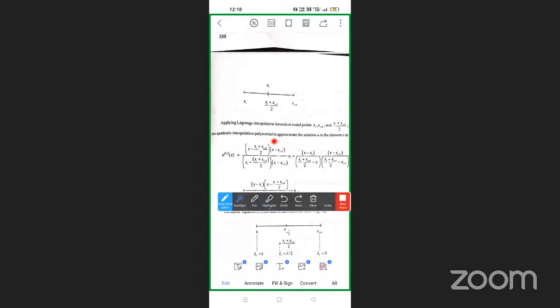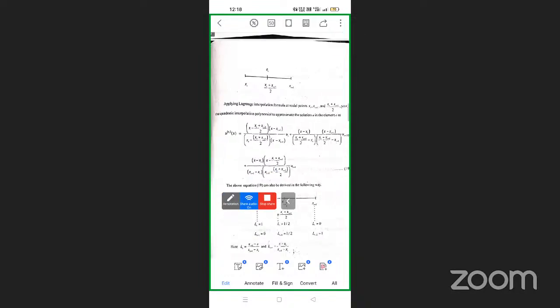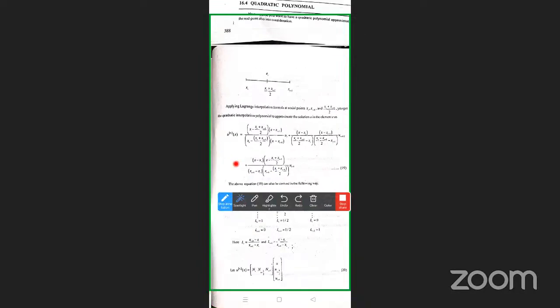The quadratic polynomial approximation: the solution u in the element e is u power e of x. This is based on Lagrange's interpolation formula from unit 3. So once again, Lagrange's interpolation formula.